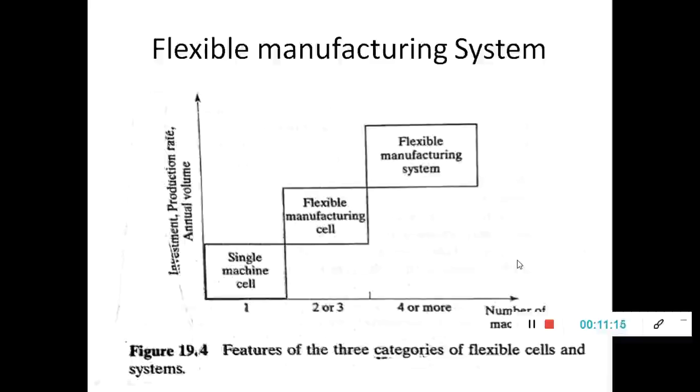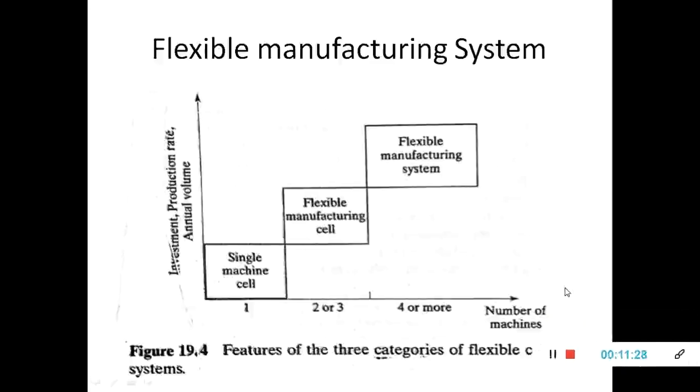Now third one is a flexible manufacturing system. The flexible manufacturing system is the next step of a flexible manufacturing cell, where the number of workstations are more than 4, or more number of workstations are interconnected with the automatic part handling system and material storage system. The production rate of this is very high as compared to the single machine cell and flexible machine cell.